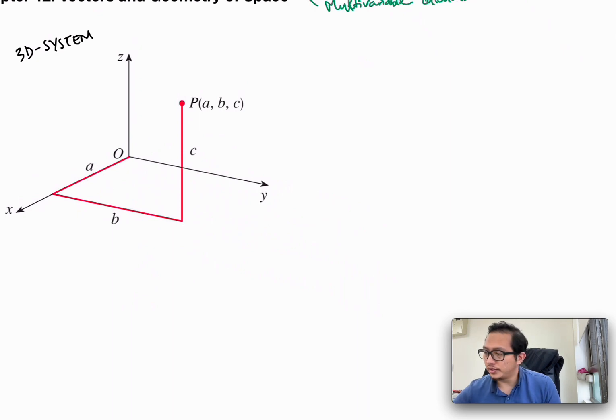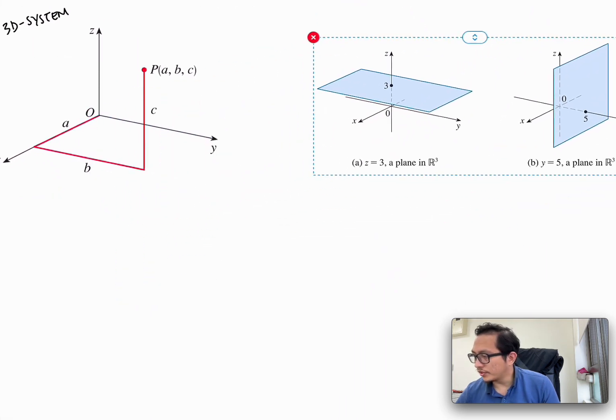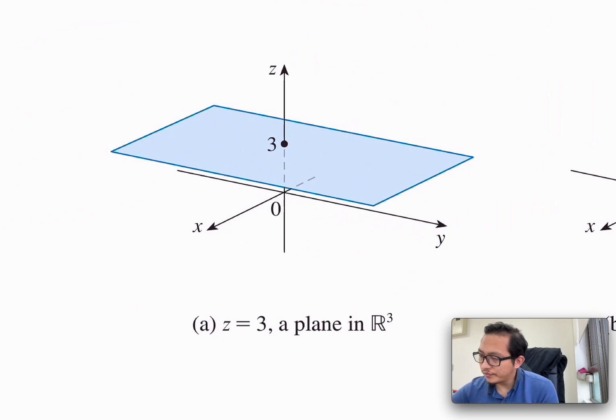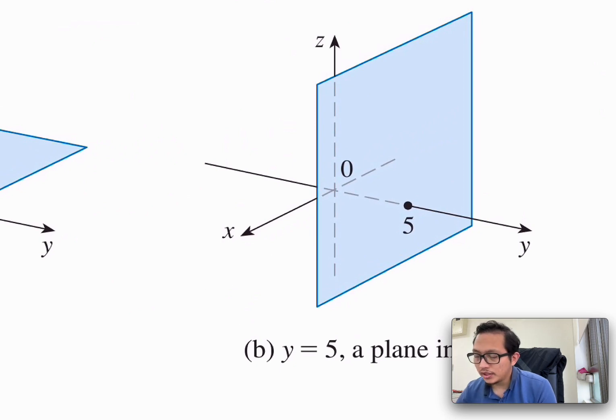Another thing in the geometry of space is what we call the surface. In a 3D system, if we have a line equation like we did in the 2D system, say z equals 3, for example, then if we see from this side, we see a line z equals 3. But in the other directions, for x and y, it goes infinitely. So in a three-dimension system, this serves as a surface. Similarly, y equals 5 is a line, but it serves as a surface in a 3D system. I think that should be okay.